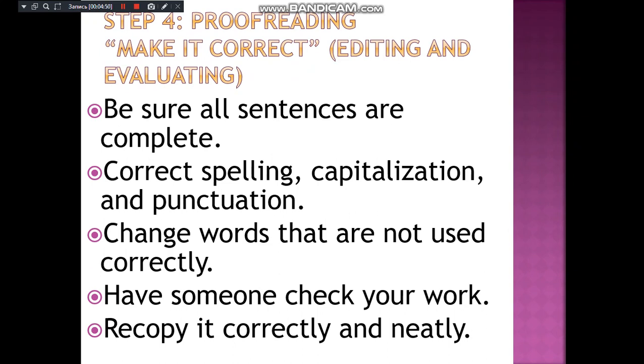So recopy it correctly and neatly. If you don't have anyone to check it for you, it will be very good to read it again after 3 or 4 hours, or early in the morning after having a snack. So let's go to the next.